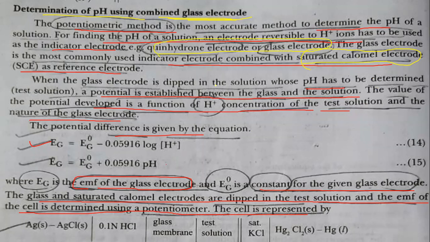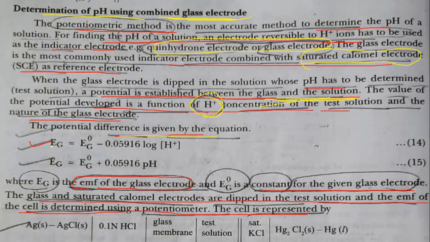When the glass electrode is dipped in a solution whose pH is to be determined, that is the test solution, a potential is developed between the glass and the solution. The value of the potential developed is a function of the H plus ion concentration of the test solution, and that depends upon the nature of the glass electrode. The potential difference is given by the equation.